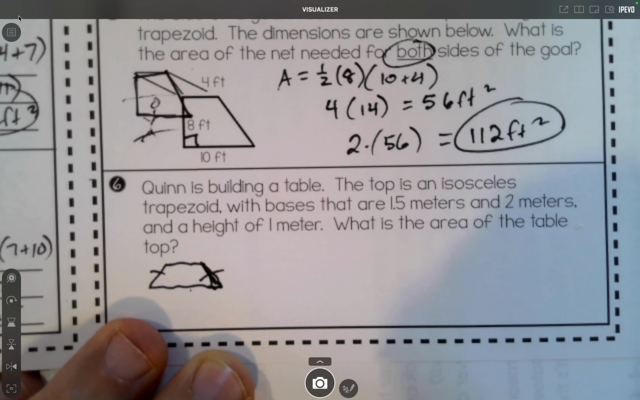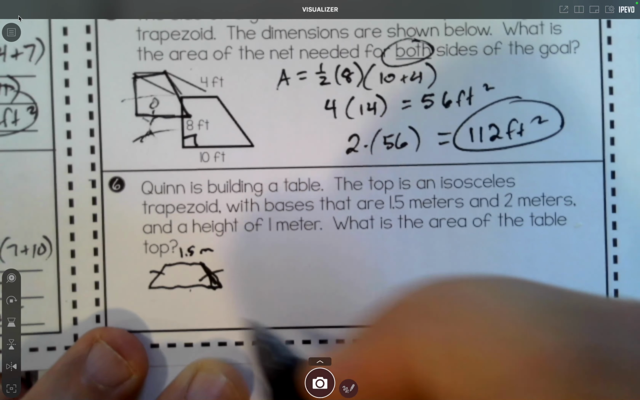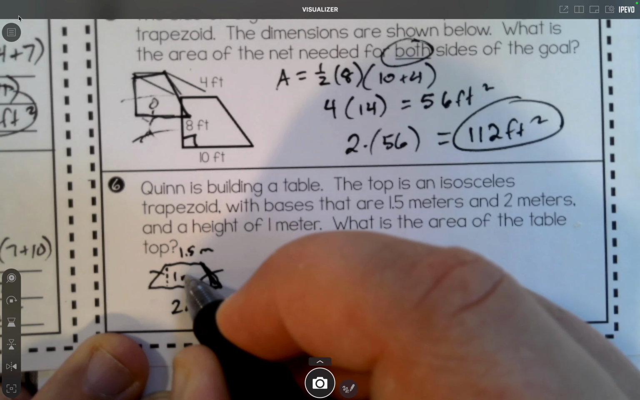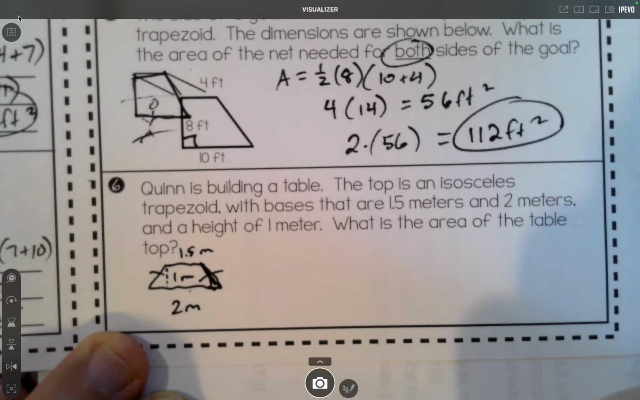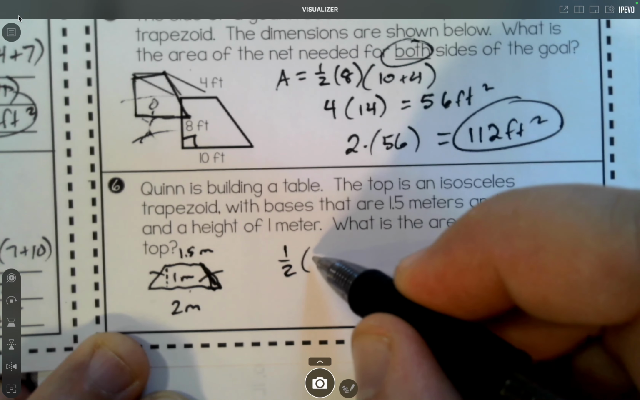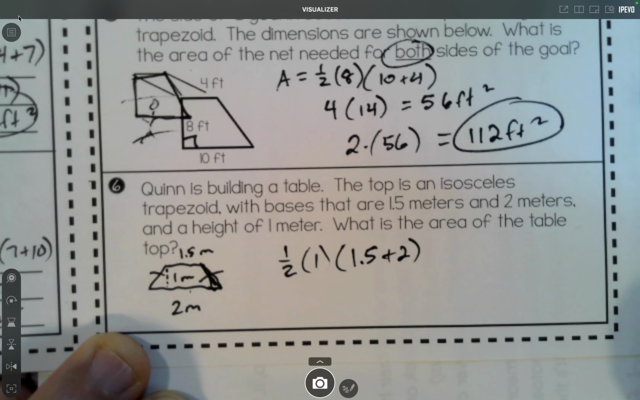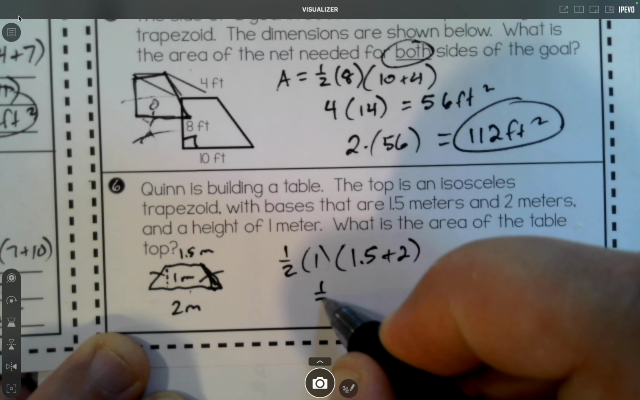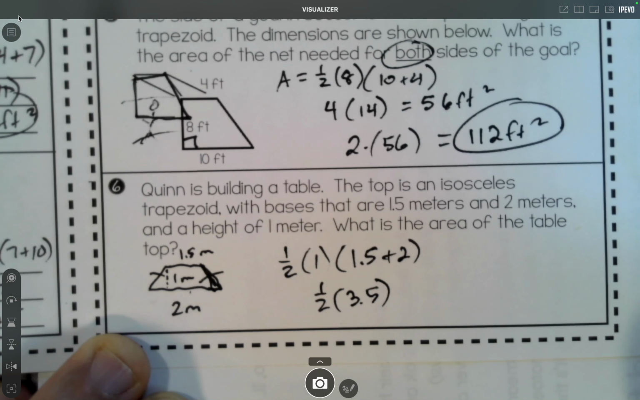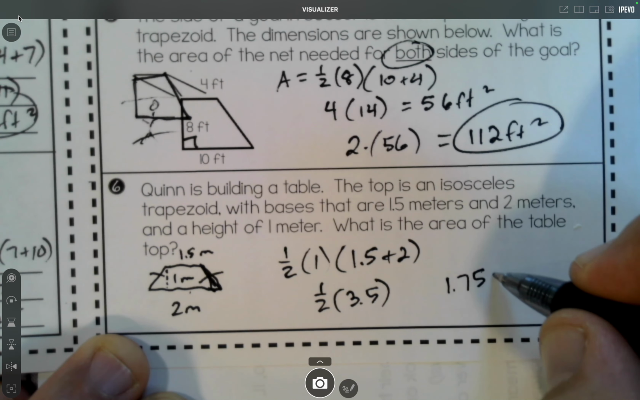So the bases are 1.5 meters and 2 meters, and the height is 1 meter. So what is the area of the tabletop? So 1/2 times the height, which is 1, times base 1 plus base 2. Half of 1 is half. 1.5 plus 2 is 3.5. And half of 3.5 is 1.75 square meters.